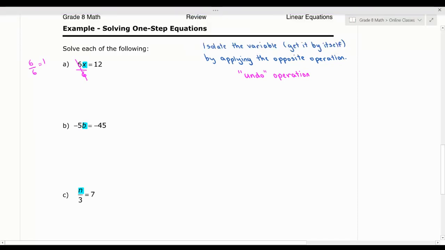Okay, the thing is though, when you have an equation, whatever you do to one side, you have to keep it balanced. So if I divide this side by 6, I have to divide this side by 6 as well. So then really I'm going to have x is equal to 12 divided by 6, I would get 2.